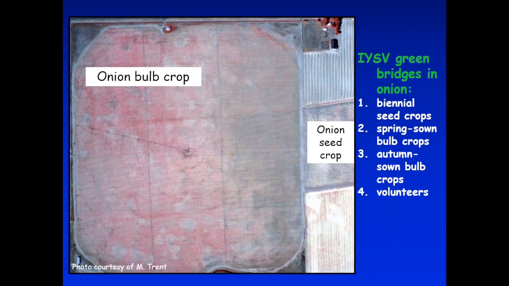So here you've got lots of green bridge effects. You've got overlapping biennial seed crops. You've got annual bulb crops right next to biennial seed crops. You've got volunteers. You've got autumn sown bulb crops.